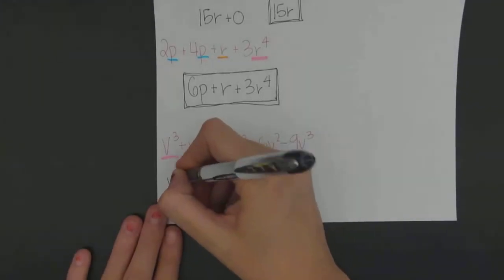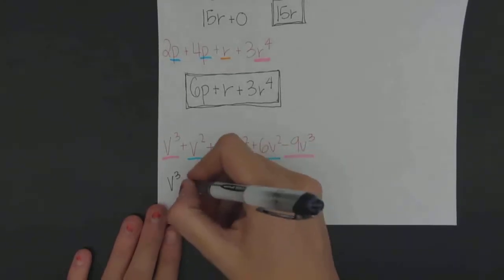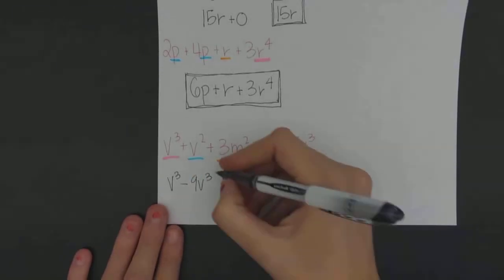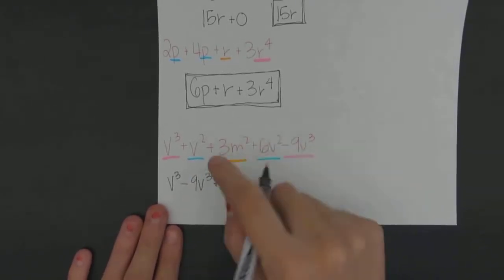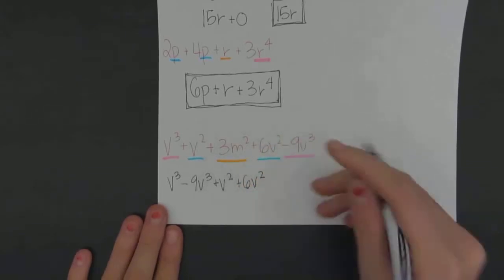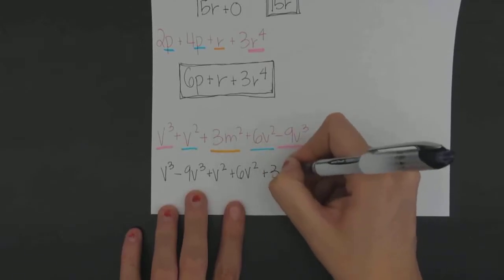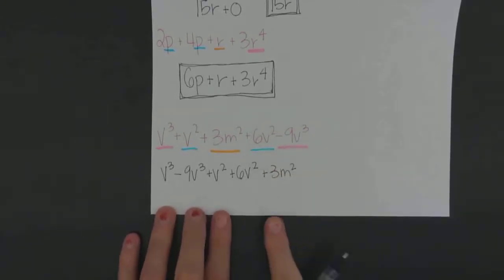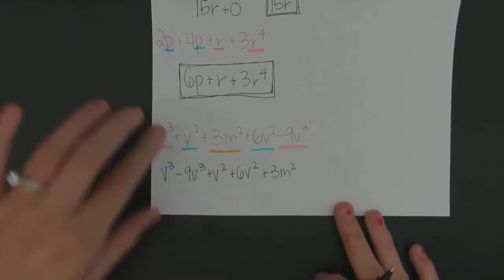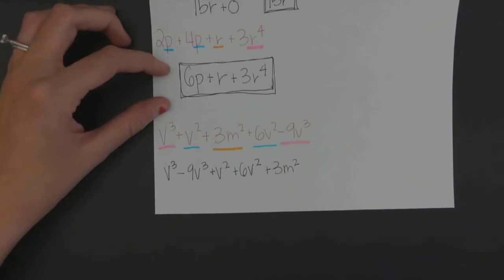So I have v to the third. My other pink one is over here. I bring this sign with me. So minus 9v to the third. Then I'm going to move to blue plus v squared. My other blue is over here, plus 6v squared. And last I have my orange, which I'm just going to tack on at the end, plus 3m squared. And the reason I can rewrite it is because the commutative property tells me I can rewrite those. So we learned that in this class. The commutative property allows me to swap the order that my numbers are in.